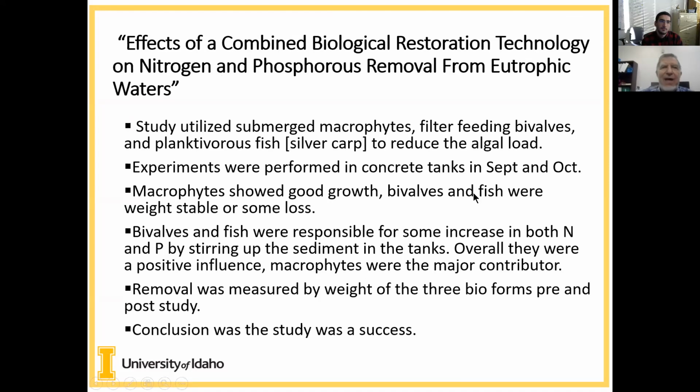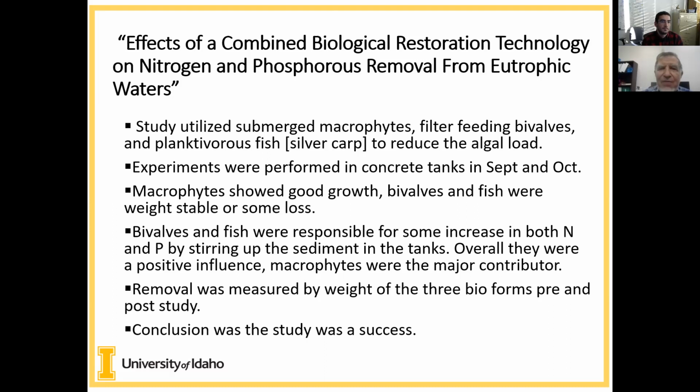Our next RPA is entitled Effects of a Combined Biological Restoration Technology on Nitrogen and Phosphorus Removal from Eutrophic Waters. This particular study was a very different study from anything else that we looked at. The study utilizes submerged macrophytes, filter feeding bivalves, and planktivorous fish, in this case, silver carp, to reduce the algal load. Experiments were performed in concrete tanks in September and October, which are not the ideal conditions for the growth of algae. Macrophytes showed good growth.